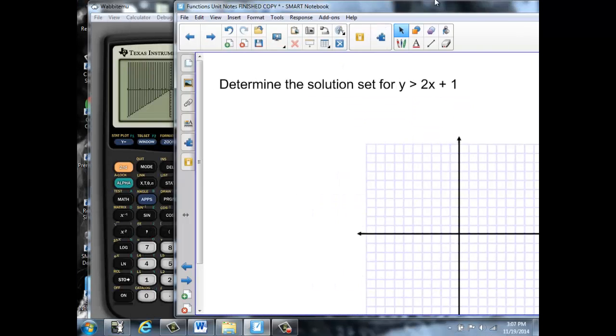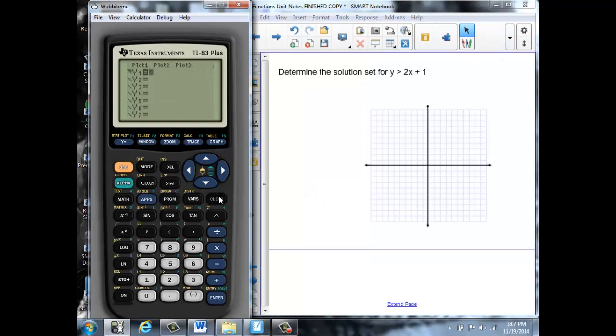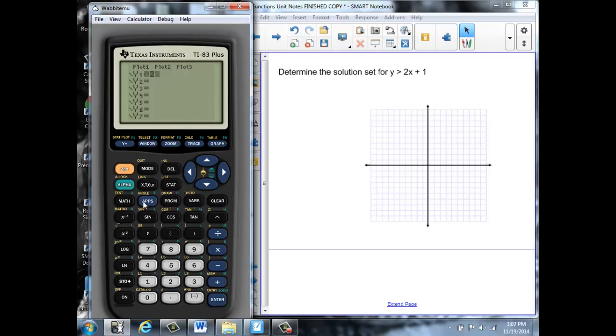Wait, you said plus. 2x plus 1, right? Sorry, I can make mistakes. Okay, so 2x plus 1 would look like that. We want where everything is less than that. So we want the answers on the lower side and not on the top side. Does that make sense? So we should probably be shading in the top side.